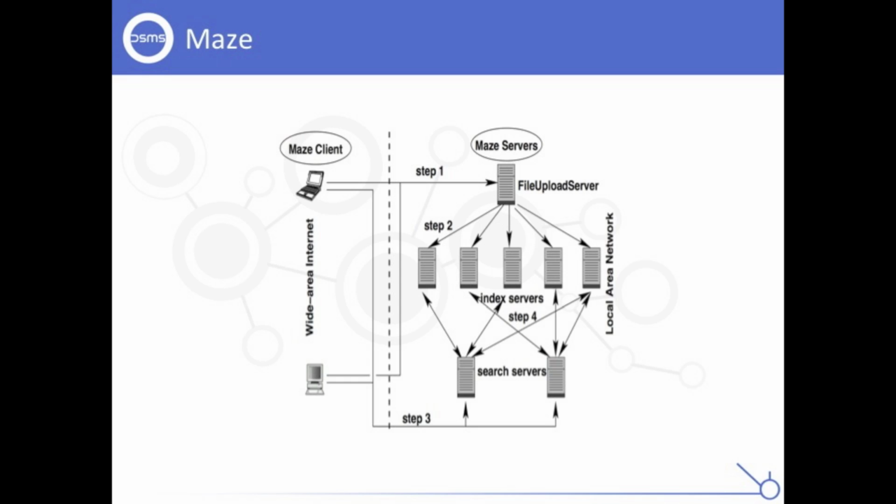This graphic explains how Maze works. First, the client uploads file metadata to a Maze server. Second, metadata is replicated to a subset of index servers where they are indexed. Third, clients send queries to Maze search servers, and finally, queries are resolved by index servers.